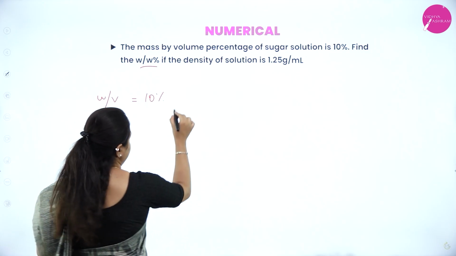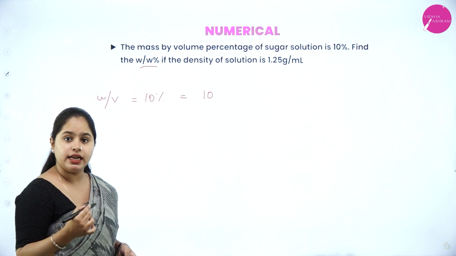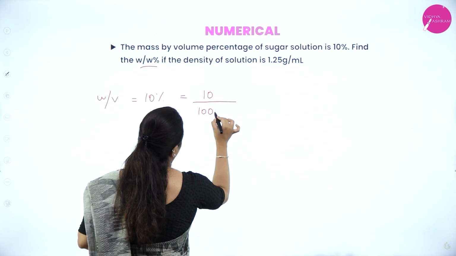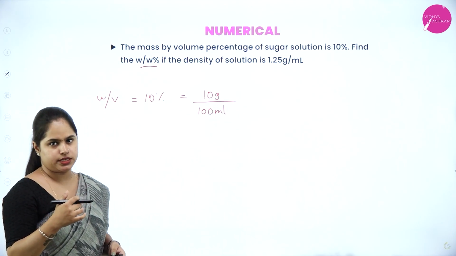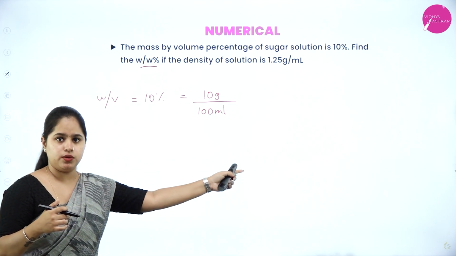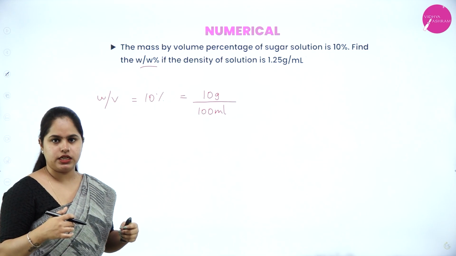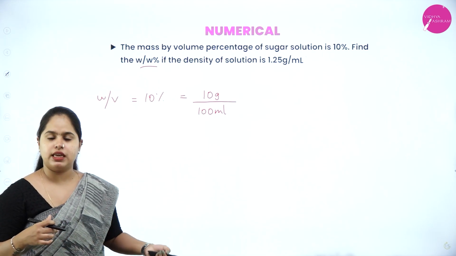Yes, that means 10 gram of solute is present in 100 ml of solution. That is the meaning of mass by volume percentage, right? 10 gram of solute is present in 100 ml of solution. That is 10% mass by volume percentage, right? So, from this, what can we obtain?